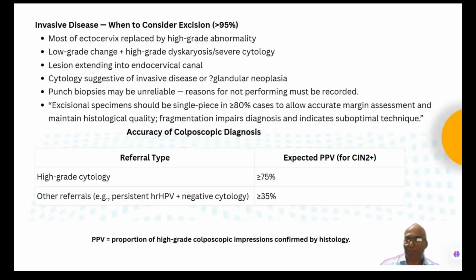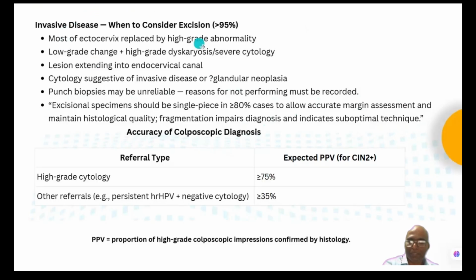So when you think about excision, whatever lesion you see, you will remove it completely. And that should be taken in a single piece, because when it is sent for histopathology, you need to assess the margin. So accurate margin assessment is possible and that will maintain the histological quality. Fragmentation will impair the diagnosis and indicate suboptimal technique.